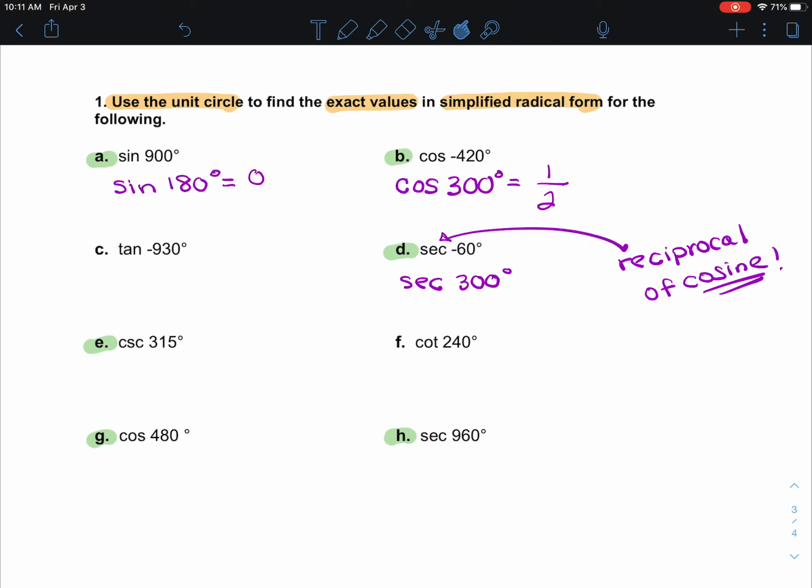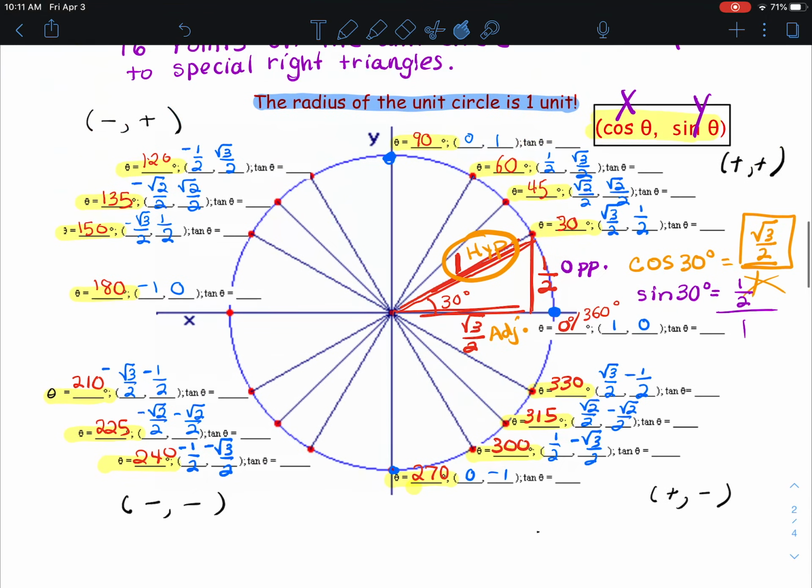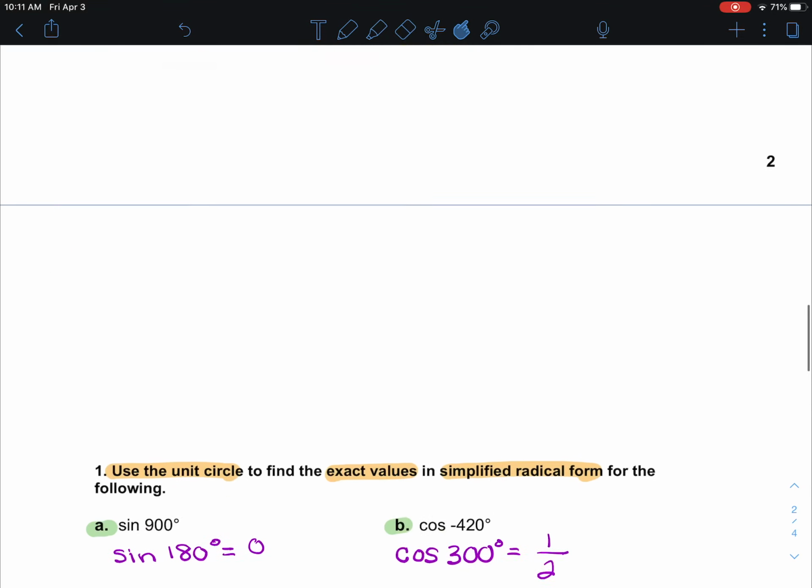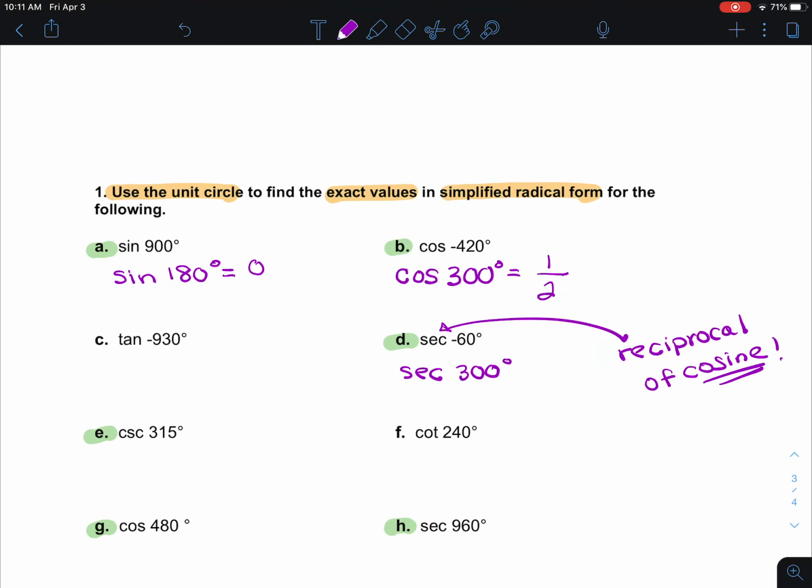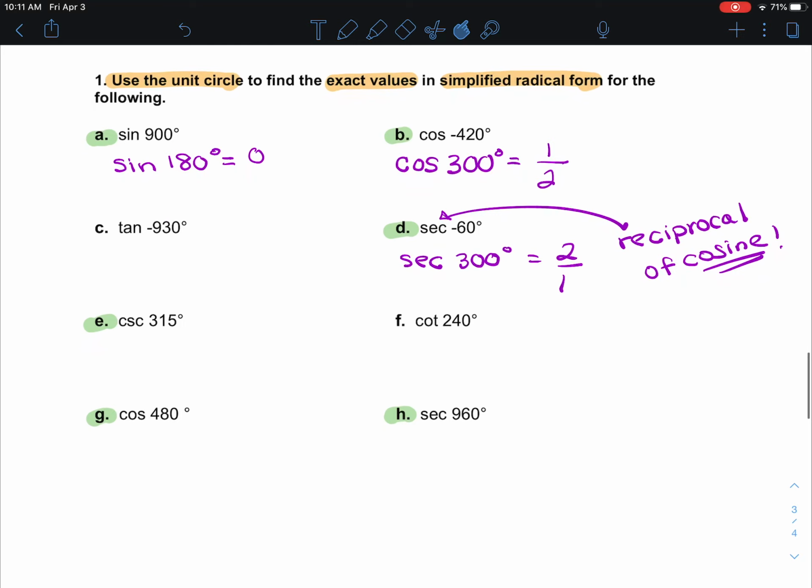So here's what you want to do. You want to go to the unit circle at 300 degrees, and keep in mind our answer has to be the reciprocal of cosine. So at 300 degrees, where are we? Right here. Cosine would be the x-coordinate of 1/2, but we're asked for secant. So instead of writing down 1/2, we do the reciprocal of that and write 2 over 1. All right, let's try E.